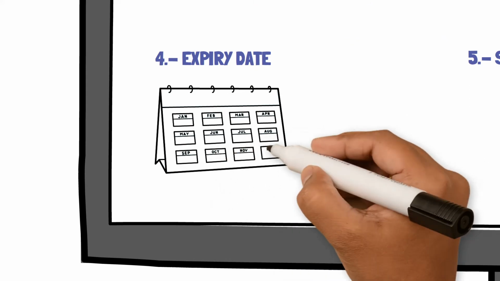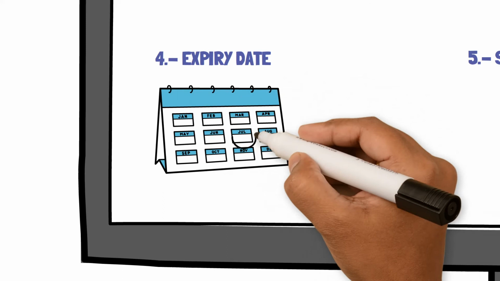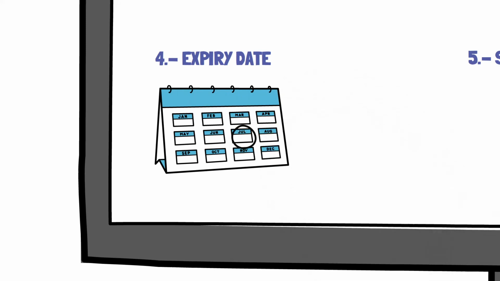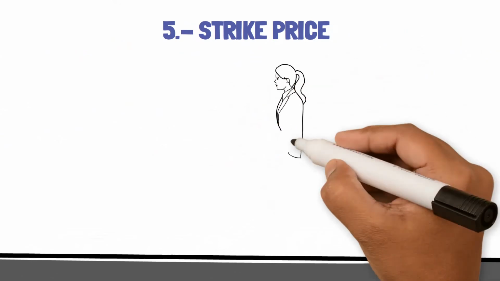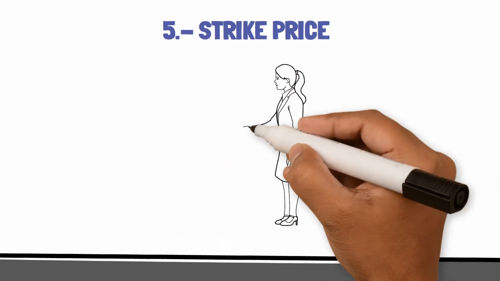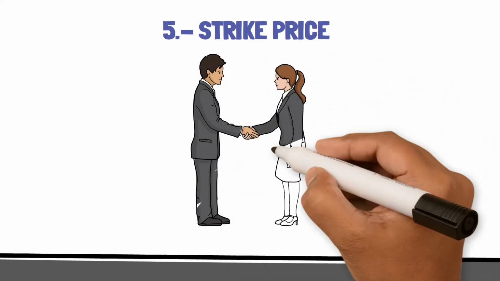This will be the last day when the buyer can exercise his right to buy or sell. If he does nothing, the option will expire, and the seller is released from his obligations. The strike price. This is the price at which the buyer and the seller of the option will exchange the shares if the option is exercised.